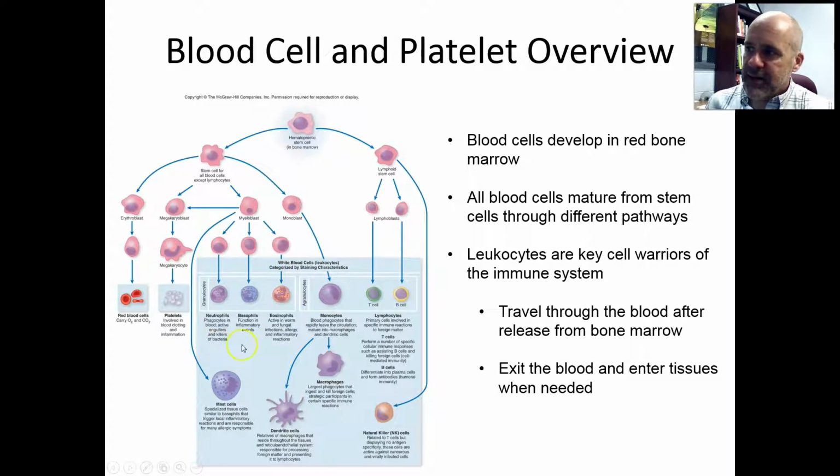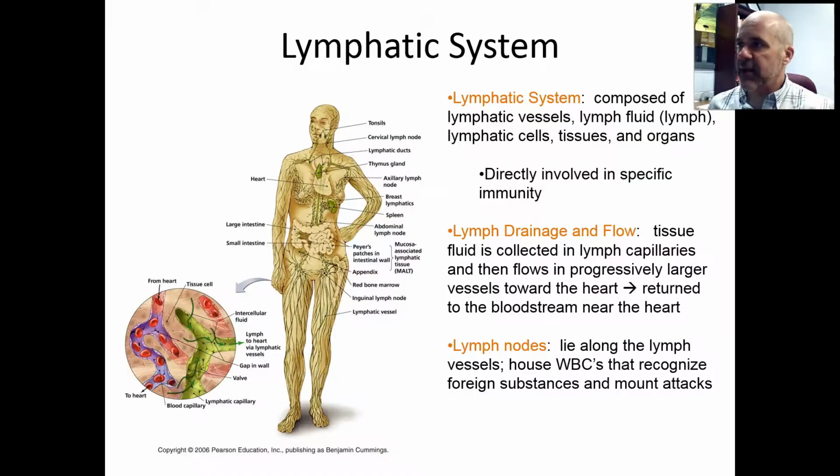All right, so all of these guys over here are white blood cells. Everything you see really here in blue are types of leukocytes in that shaded area. And over here you've got your red blood cells and your platelets. But these are the cell types that we're going to be focusing in on as we move through chapter 12 and 13. So again, these leukocytes, those are your main cell warriors of the immune system. They travel through the blood after they get out of your bone marrow, where they're made, and then they're capable of exiting the blood and moving into tissues where they're needed to help fight infections.